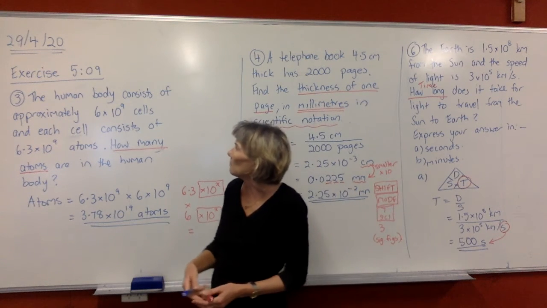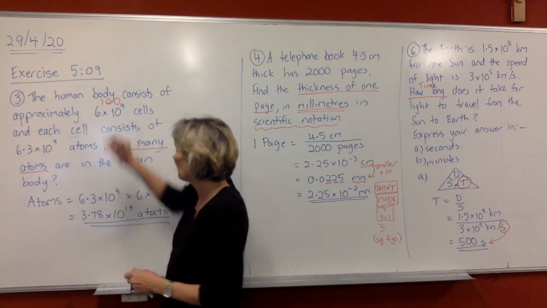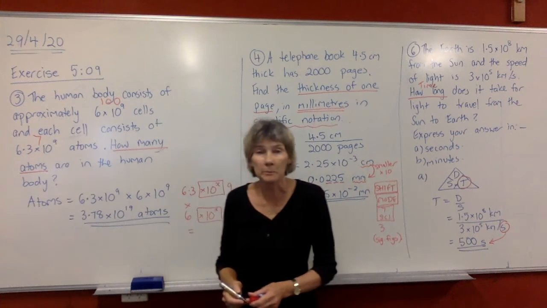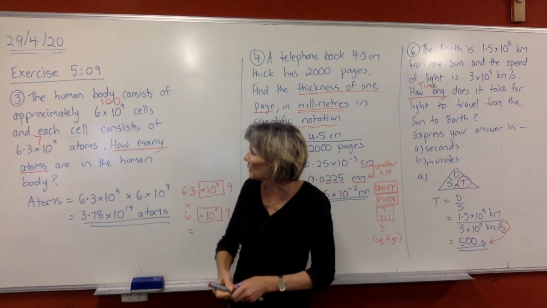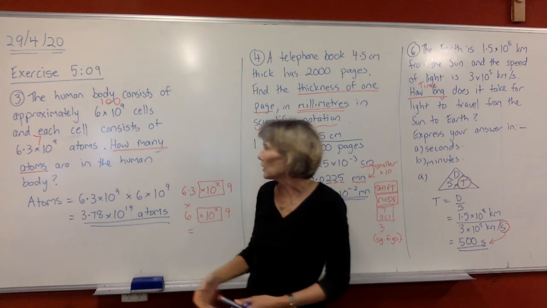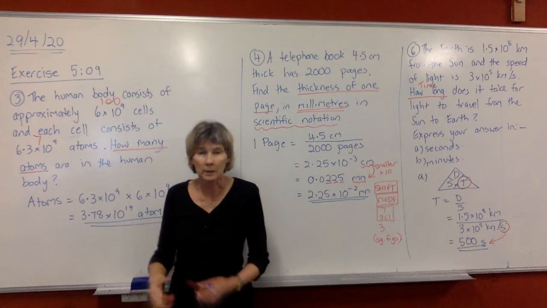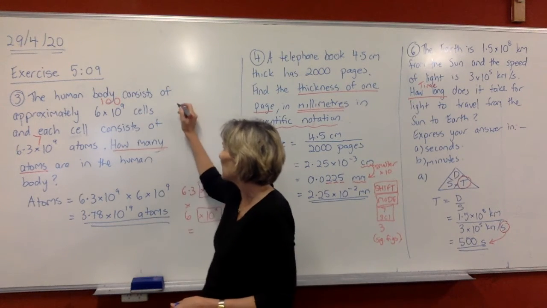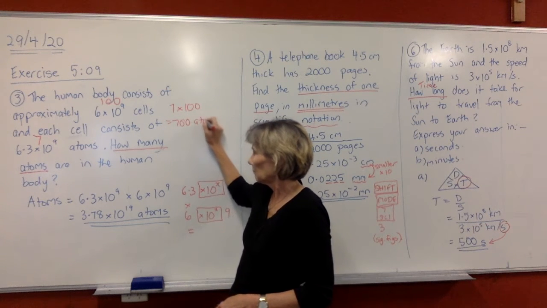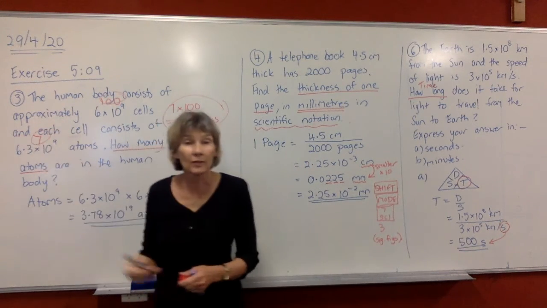So if we said the human body consists of approximately 100 cells, and each cell consists of 7 atoms, so you go 100 cells in the body, and each of those cells has 7 atoms, how many atoms would there be? So you'd go, all right, well, I think I just need to do 7 times 100 and get 700 atoms. So once you've realised what to do with these easier numbers, then we're going to do the same thing with the scientific notation.